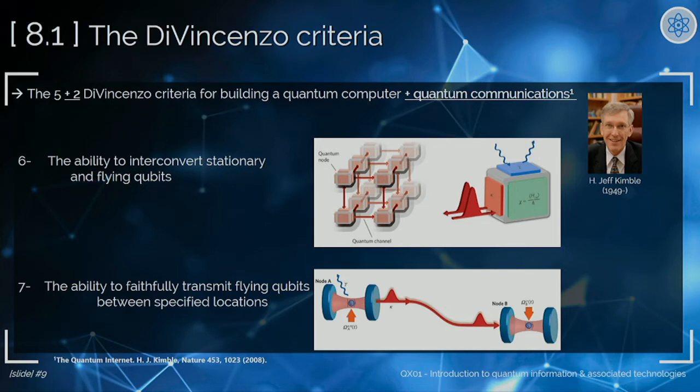So what does this mean? What I put up here are pictures from an article from 2008 that was published by Jeff Kimble called The Quantum Internet. In this article, Jeff Kimble thought of what the quantum internet would look like if you go beyond quantum computers. What is a quantum internet, what would it look like?